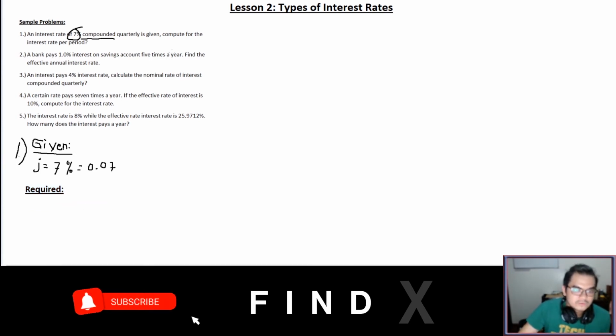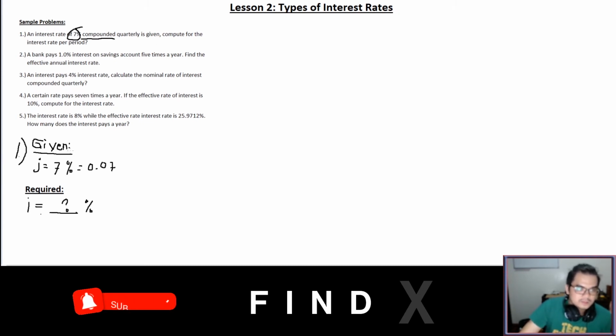We are now required to compute for the interest rate per period. If you go back to the definition, the interest rate per period is your I. So we are looking for I, and this must be in percent.